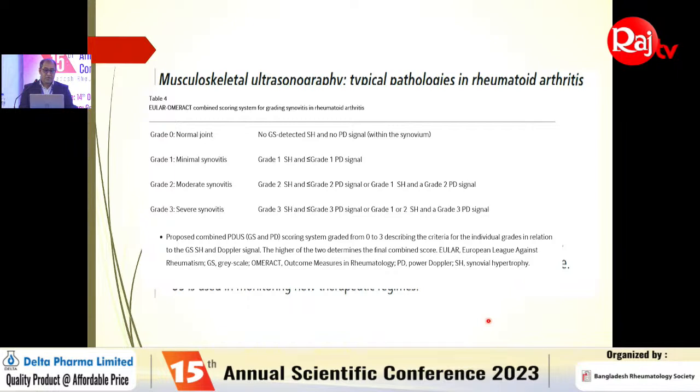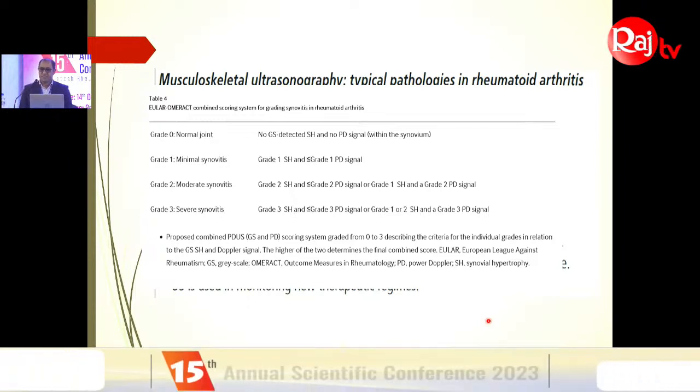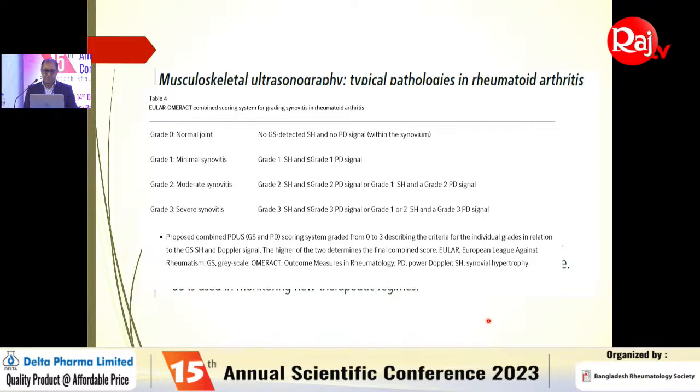And here is the EULAR-OMERACT classification criteria. By doing this criteria, we can make a grading of synovitis. That is, if there is synovial hypertrophy along with a single power Doppler signal, that is minimal synovitis. If there is synovial hypertrophy with two power Doppler signals, that is moderate synovitis, and if it is 3 or more, then severe synovitis.